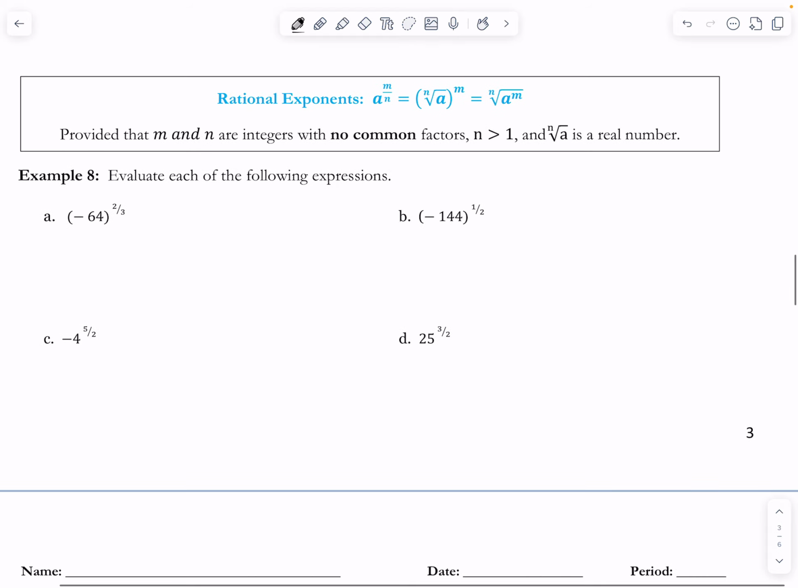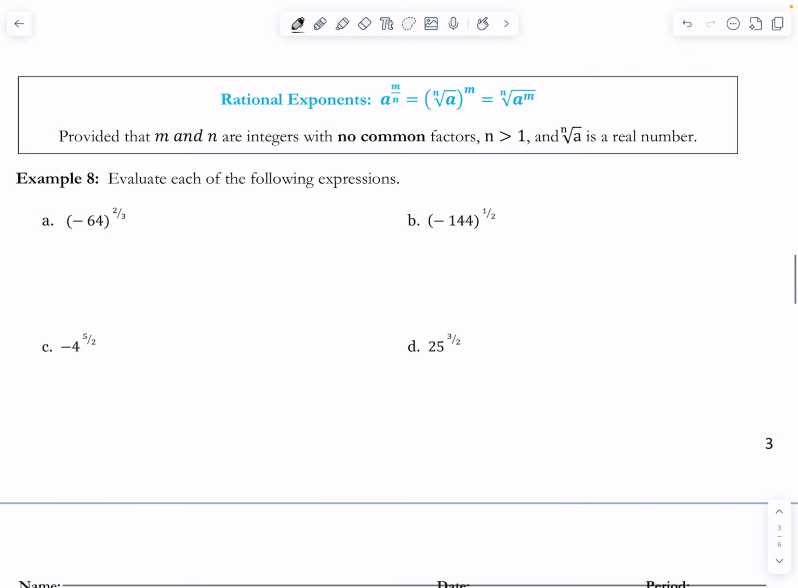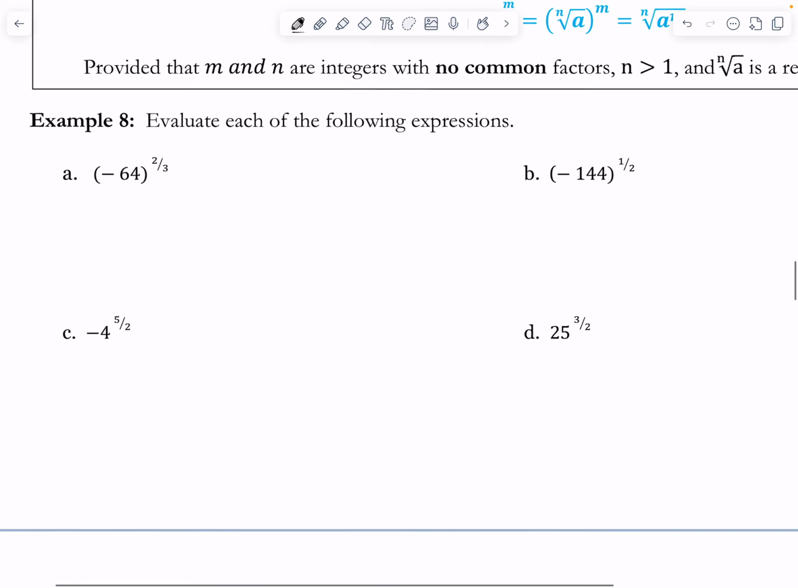Okay, these rational exponents here, it's our last thing. This is some good practice for moving between radicals and rational exponents, or fraction exponents. And you need to be comfortable going back and forth between the two, especially as you move into your later years of high school.